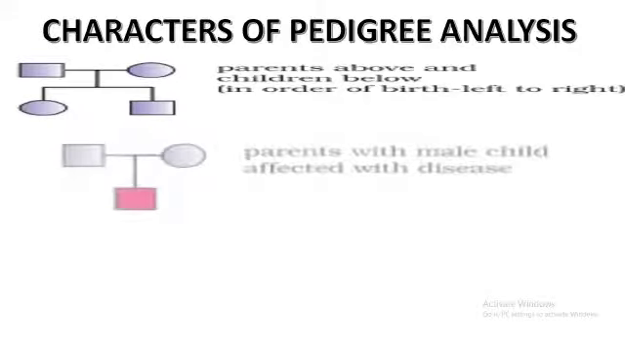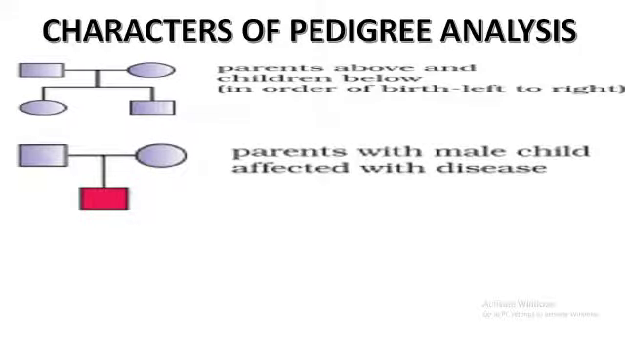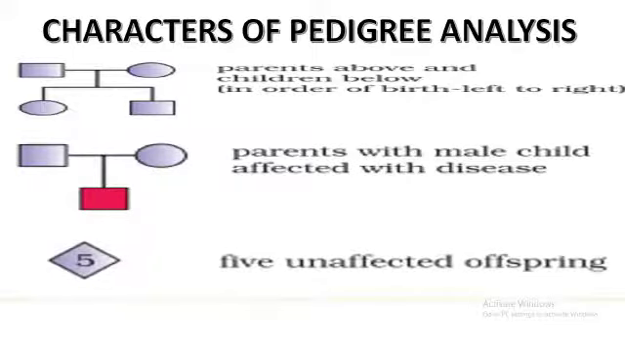Likewise, we have the next symbol, which indicates the generation: parental generation, F1 generation. Next, you can see parent mating, and you have a square, darkly shaded. This is a male child born who is affected with a particular disease. Likewise, you can see a rhombus with the number 5 within it. This indicates that 5 children were born, sex unknown, but they are unaffected.